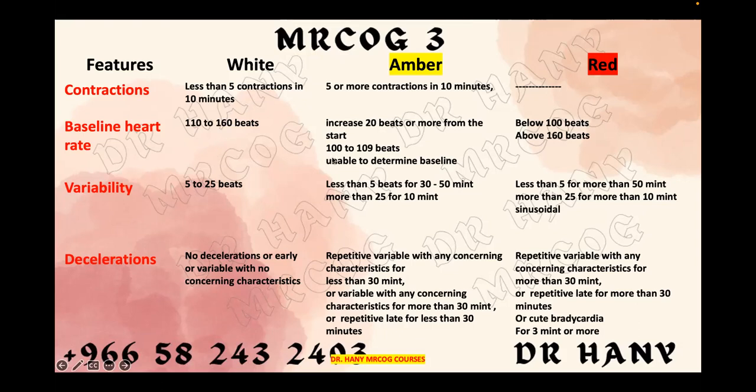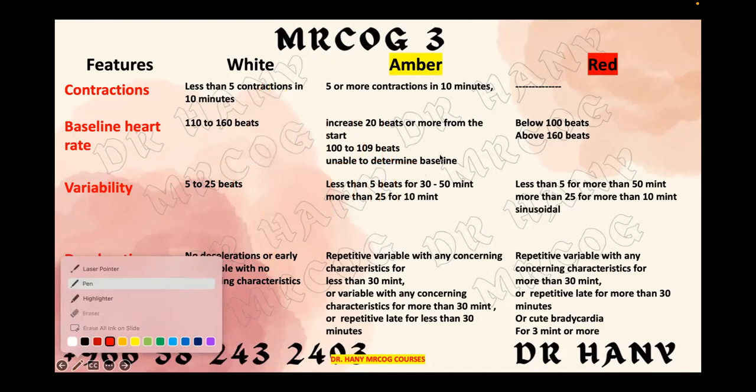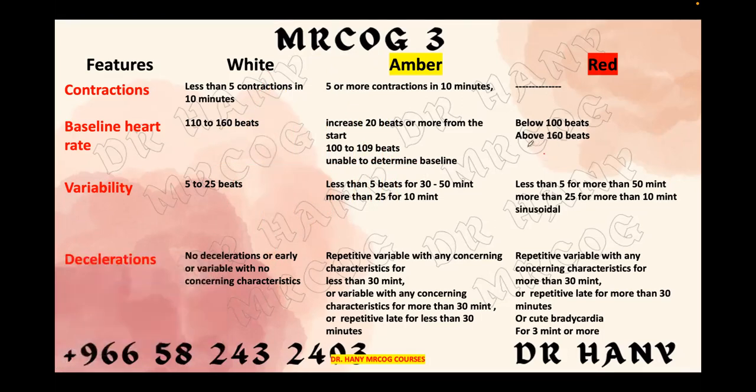If it is between 100 and 109, amber. Or if you cannot find a baseline, it is called a saltatory CTG. The variability is very high, more than 25, so you cannot determine a baseline. There is no baseline, and this will be amber. Below 100 or more than 160, this is red.